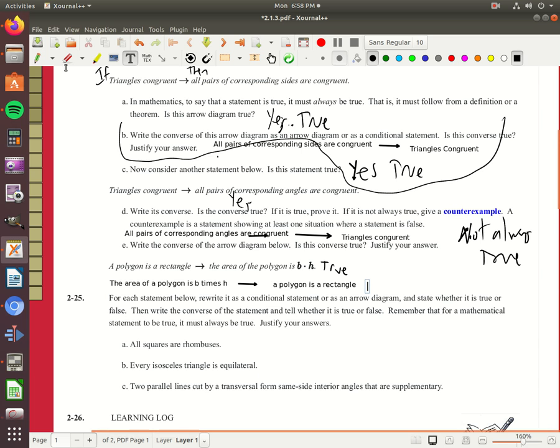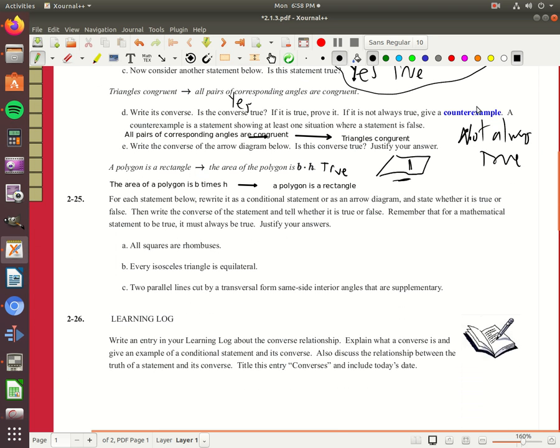base times height. And again, a parallelogram is essentially just a squish rectangle, so something that looks like that. So we would just say the base times the height would give us that as well. So yeah, we'll say the converse is false here. All right, and again, we only need one counterexample to prove it's false.